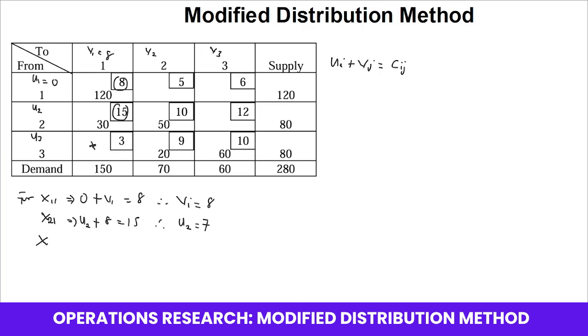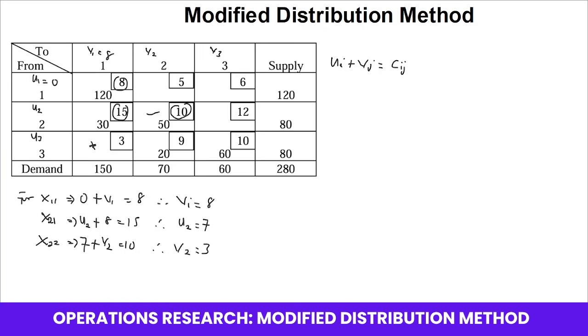So the next allocated cell is here, and that's 2, 2. For X22, what's the value for U2? It is 7, plus we don't know the value for V2, so V2 is equal to the Cij value 10. Therefore, V2 is equal to 10 minus 7, and that gives us 3. So we move to the next one.